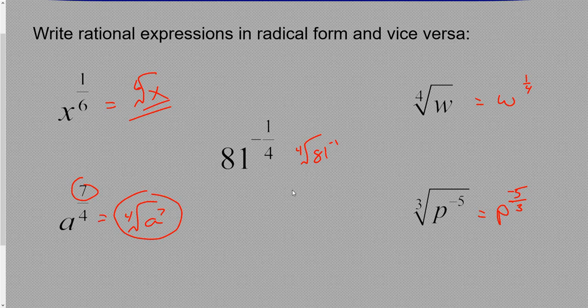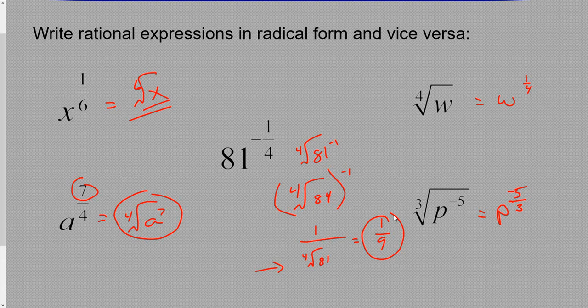So 81 to the negative 1/4 is the 4th root of 81 to the negative 1. You could also write this with the negative 1 all the way on the outside. And the negative exponents mean we just want it in the denominator, right? So that's 1 over the 4th root of 81. 4th root of 81 is 9, so that's just 1/9, right? We can't leave radicals in the denominator. We have to rationalize those. So we'd want to keep going. Luckily, 81's a perfect 4th, so we didn't have to do any work there.